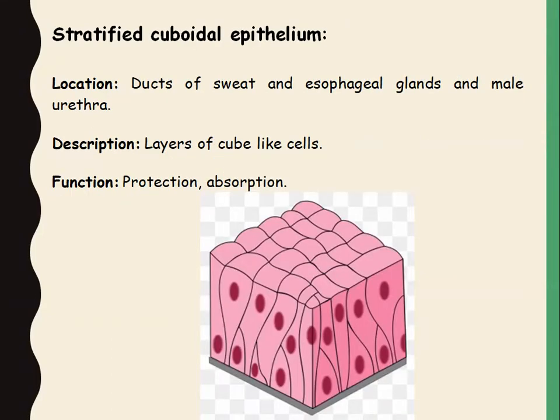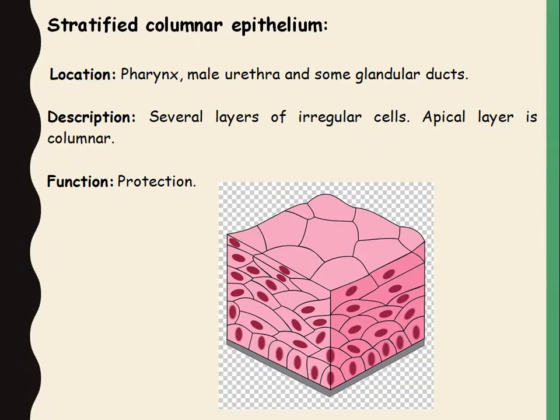Next one is stratified cuboidal epithelium. Location is ducts of sweat and esophageal glands and the male urethra. Description is layers of cube-like cells, and function is protection and absorption. Next is stratified columnar epithelium. Location is pharynx, male urethra and some glandular ducts. Description: several layers of irregular cells. Apical layer is columnar and the function is protection.